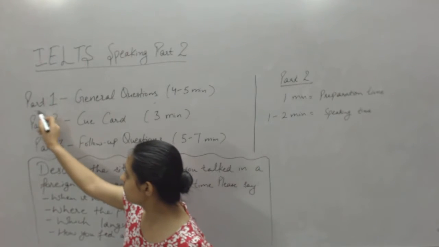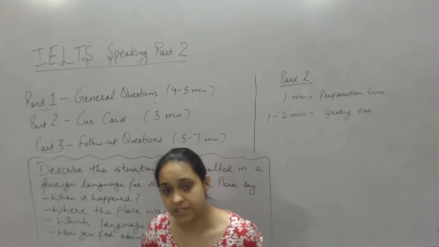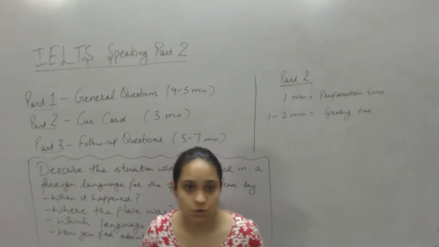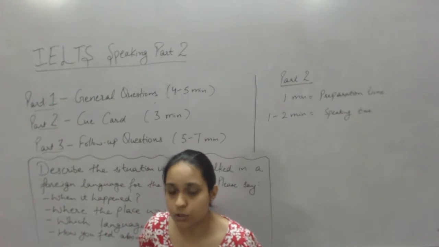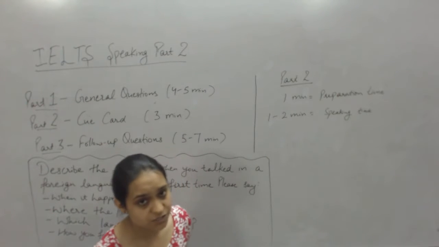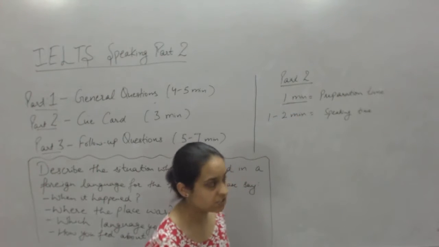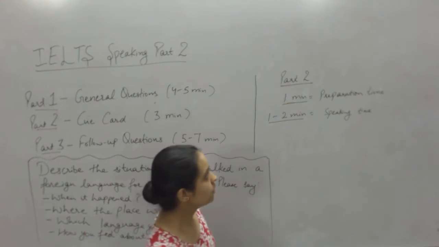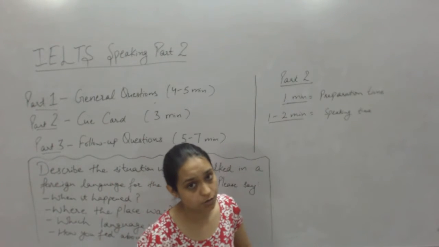So, in part 1 and part 3, there is one-to-one conversation between the examiner and the candidate. But in part 2, there is no one-to-one conversation. Only the candidate has to speak for about 2 minutes. Part 2 lasts for 3 minutes. In this, the 1 minute is for preparation and the further 1 to 2 minutes is for speaking. You have to create a story in the 1 minute on the topic that you are given.